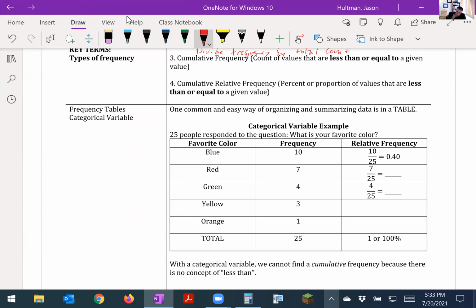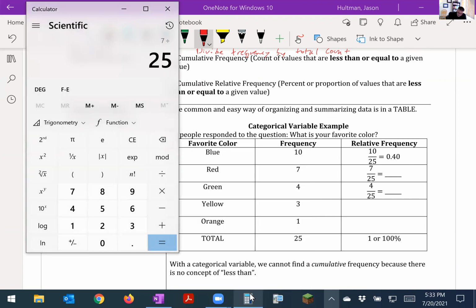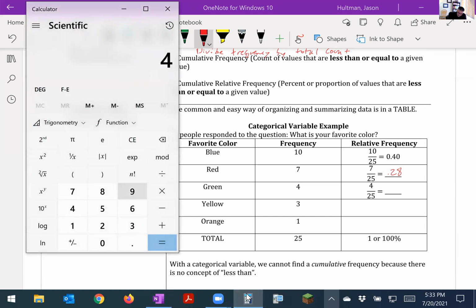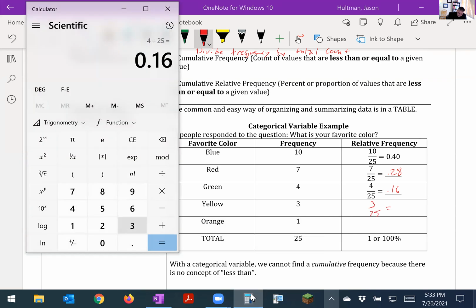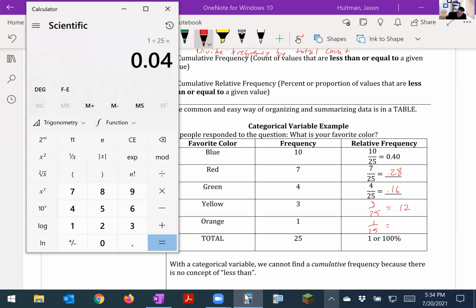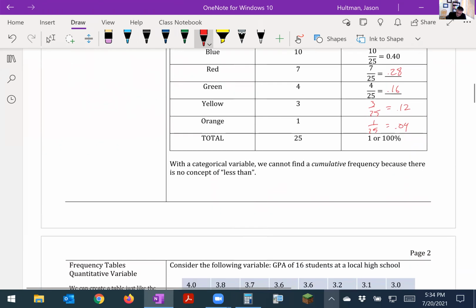What about red here? Red is 7 out of 25, 7 out of the total. So what's the relative frequency there? 7 divided by 25, and that's 0.28. 4 out of 25 for the green, that's 4 divided by 25, that's 0.16. And then yellow is 3 out of 25, so 3 divided by 25, that's 0.12. And 1 for orange, that's 1 out of 25, which is 1 divided by 25, or 0.04. And then the total is 25, which would be 25 out of 25 or 100%.